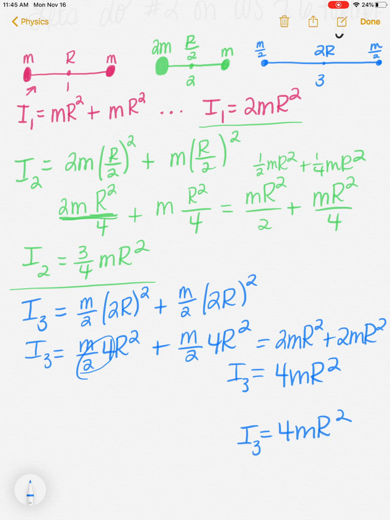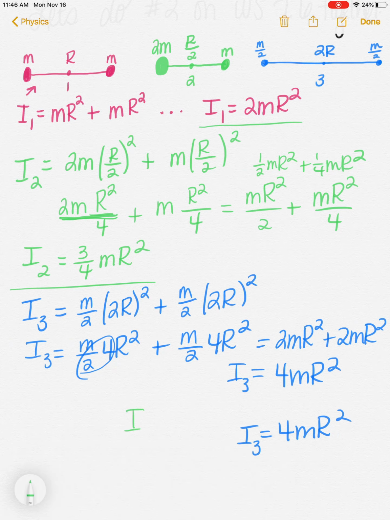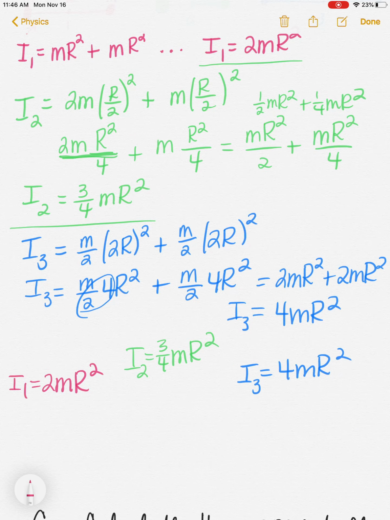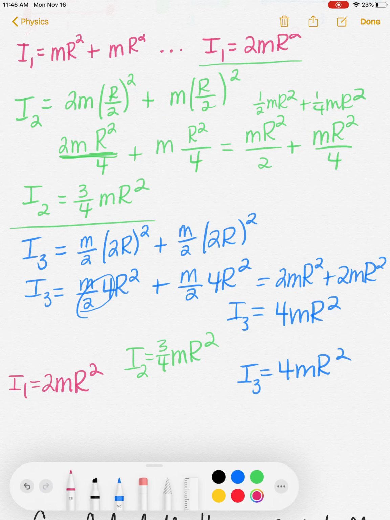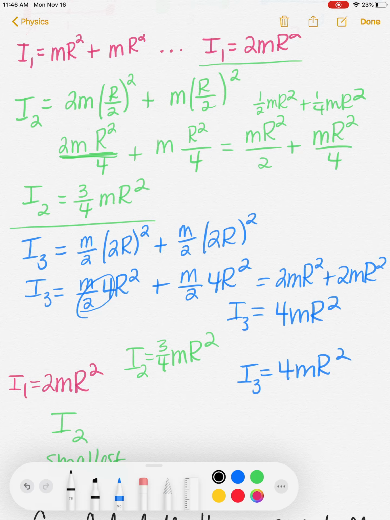So now, if I were to list these out, that means that I just found that I3 is equal to 4mr squared. I2 was equal to 3/4 mr squared, and I1 was 2mr squared, and I'm supposed to arrange these from smallest to largest. So if I look at those quantities, the smallest moment of inertia is definitely I2 because it's 3/4 the mass times the radius squared.